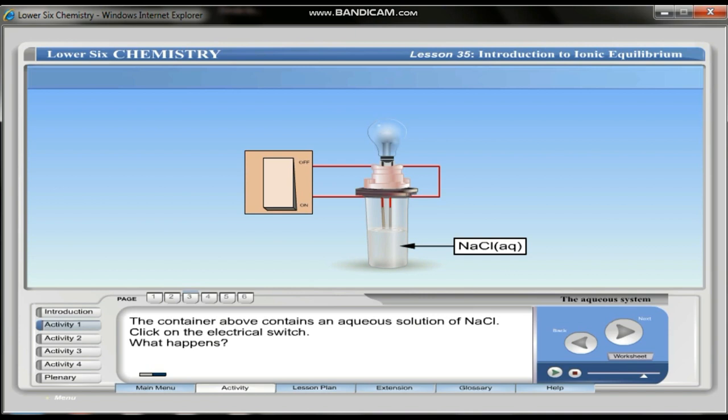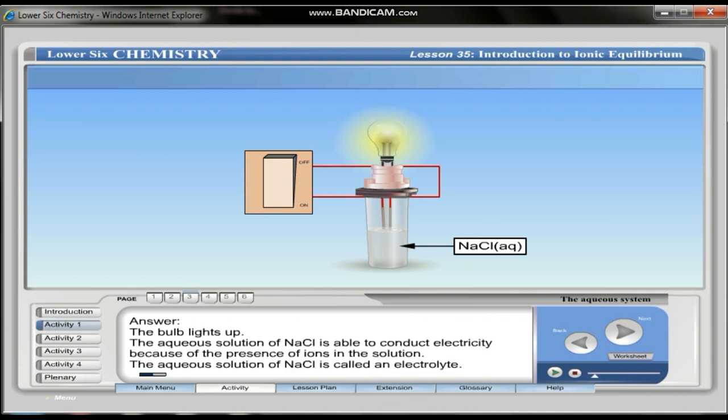Click on the electrical switch. What happens? Answer: the bulb lights up. The aqueous solution of sodium chloride is able to conduct electricity because of the presence of ions in the solution. The aqueous solution of sodium chloride is called an electrolyte.